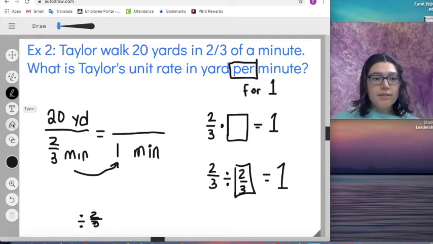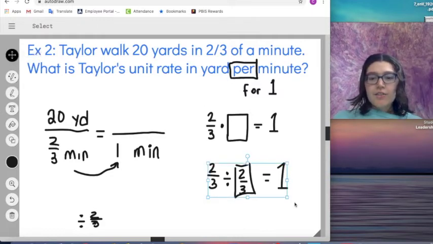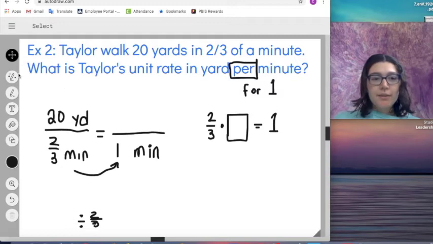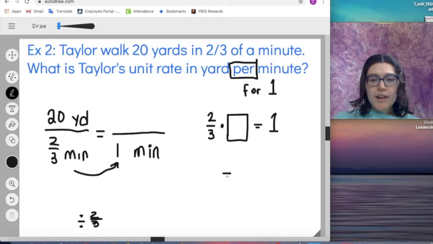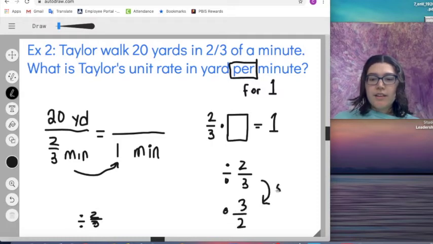You learned, I know in 6th grade, and a lot of us seem to remember this pretty well, keep, change, flip. That was your mnemonic device to remember the idea that when you divide by a number, that's the same thing as multiplying by the number's reciprocal, or the flip. So dividing by 2/3 is the same as multiplying by 3/2. That's the same.